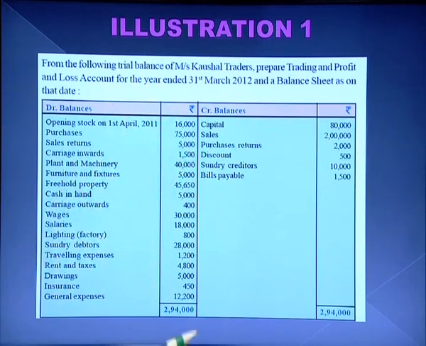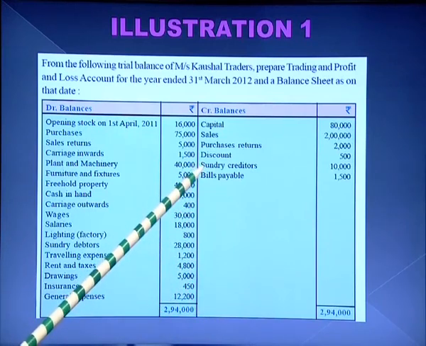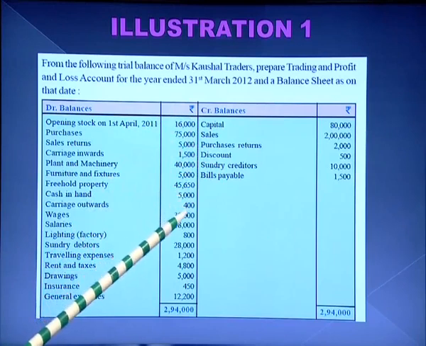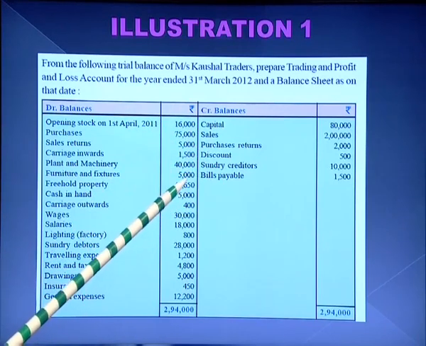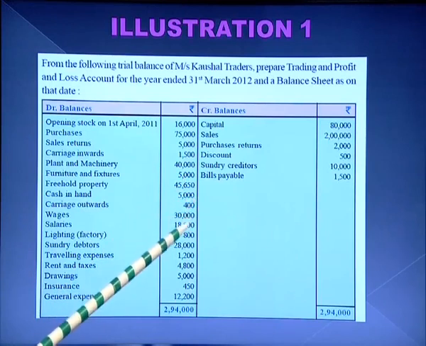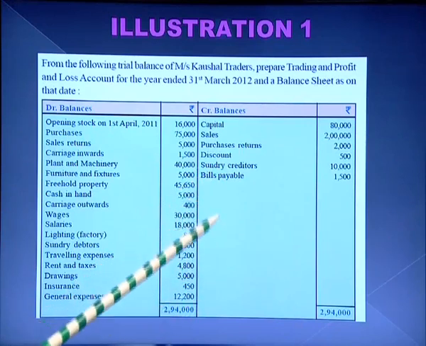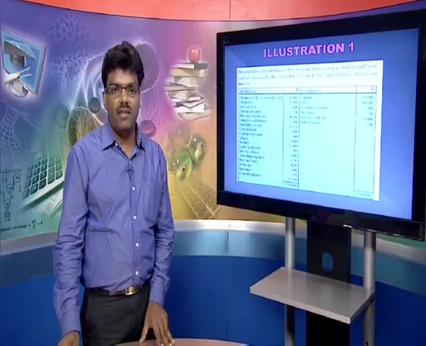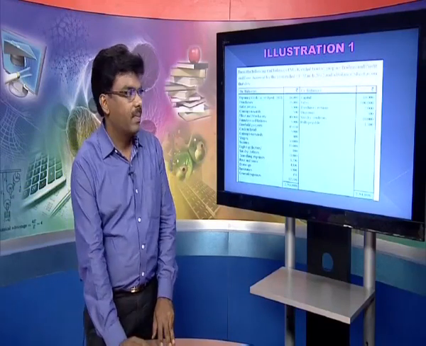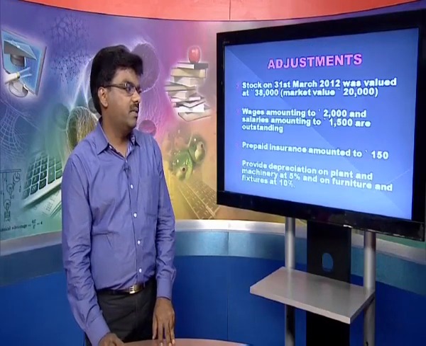Next is discount. You have received discount, that means this is indirect income, and all indirect income is shown in the profit and loss account, on the credit side of the profit and loss account. Next is sundry creditors. Sundry creditors means those from whom you purchase goods. This is a liability for the firm. So, this amount will be shown on the liability side. Similarly, bills payable, this is also a liability. So, when we solve the question, first we have to study all the items clearly. Next, we study some adjustments.